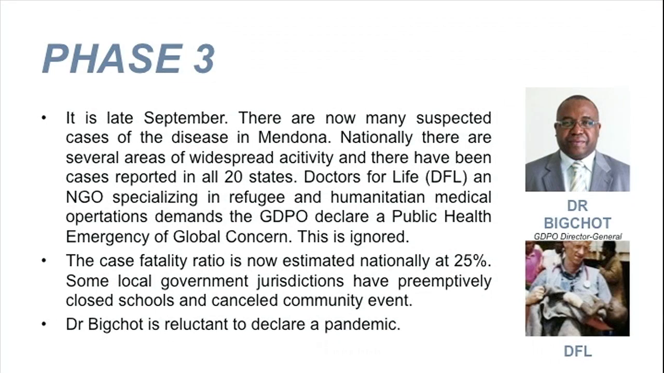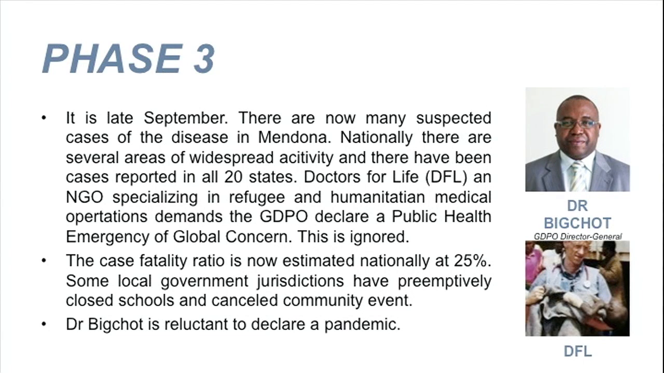Day 89. So it's late September and there are now many suspected cases of the disease in Mendona. Nationally, there are several areas of widespread activity and there's been cases reported in all 20 states. Doctors for Life, DLF, an NGO specialising in refugee and humanitarian medical operations, demands that the GDPO declare a public health emergency of global concern, but this is ignored. The case fatality rate is estimated to be about 25%.